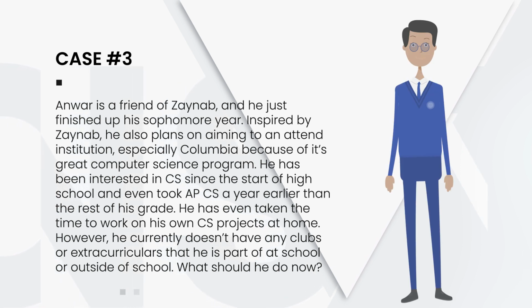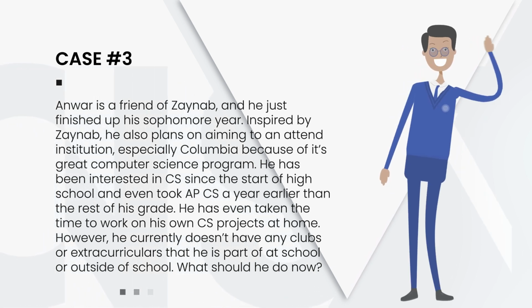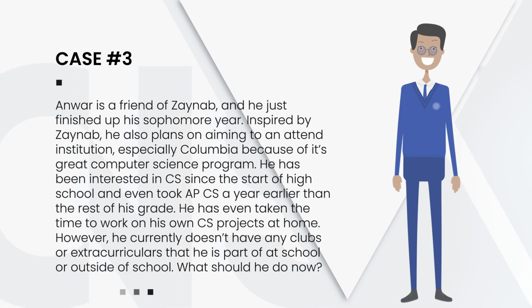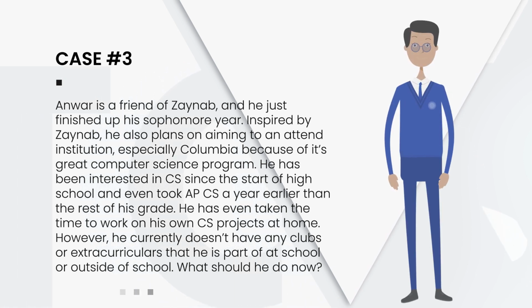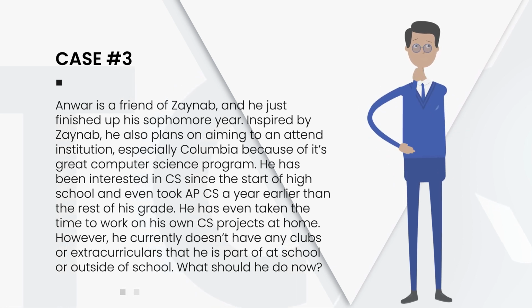Case number 3, Onir is a friend of Zainab and he just finished up his sophomore year. Inspired by Zainab, he also plans on aiming to attend an institution, especially Columbia, because of its great computer science program. He has been interested in CS since the start of high school and even took APCS a year earlier than the rest of his grade. He has even taken the time to work on his own CS projects at home. However, he currently doesn't have any clubs or extracurriculars that he is part of at school or outside of school. What should he do now? Please take 3 seconds and pause this video to think about what Onir should do.